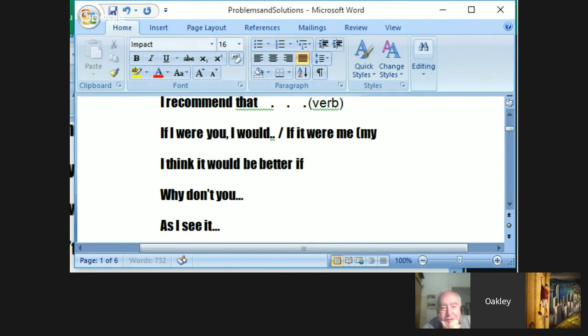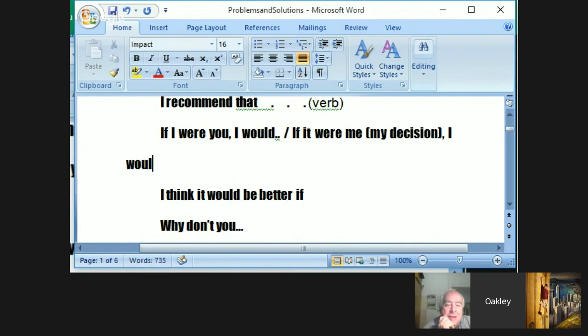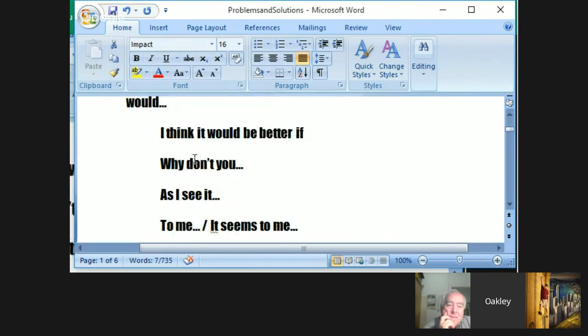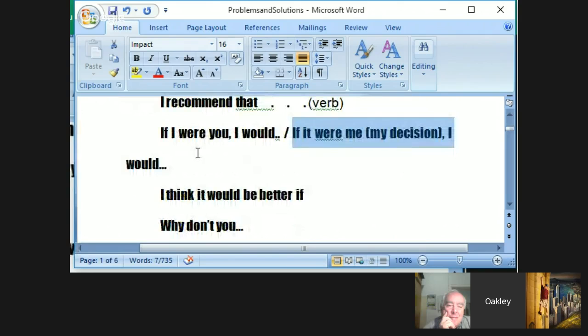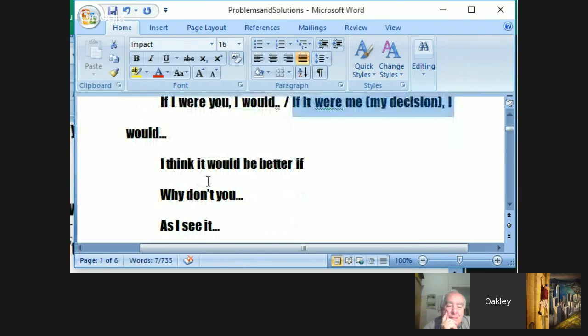Or possibly, if I want to talk to a group of people, a board, for example, in a business, I might say, if it were my decision, I would blah, blah, blah. That way I can use this construction to talk to many people. That's a very good way to do it. Very appropriate. It's a polite form, really. It's perfectly appropriate.